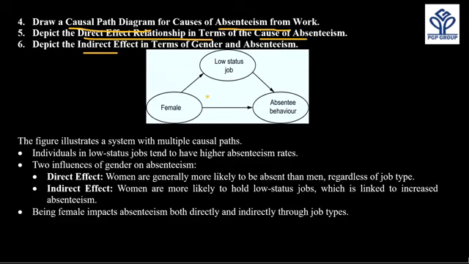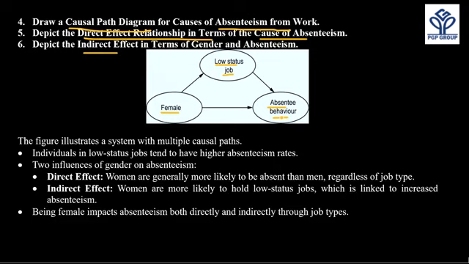Now, I'm taking three variables here. The first variable is female. The second variable is low status job. Then the third variable is absentee behavior. This is the example I have taken from the book, so you need not check any logic in that.